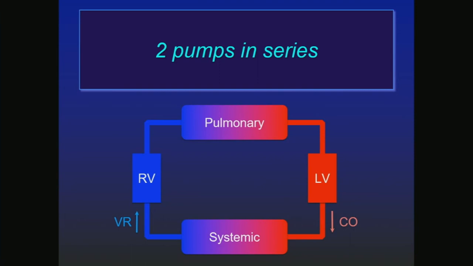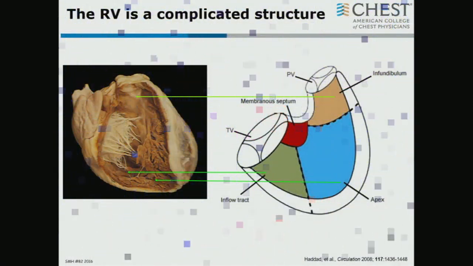So you'll remember this is the basic physiology, two pumps in series, right? You've got a right ventricle pumping into the pulmonary circulation, and you have a left ventricle pumping into the systemic circulation. So the old adages are no left ventricular failure without right ventricular success, and the left ventricle rarely fails alone because it backs up into the right ventricle.